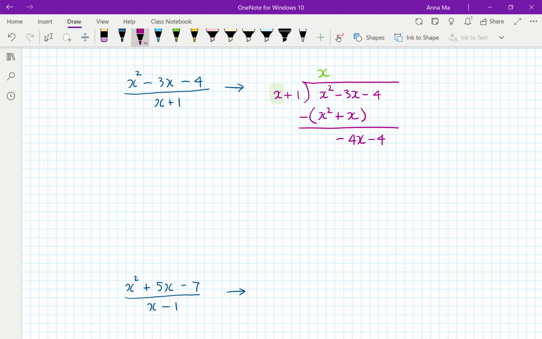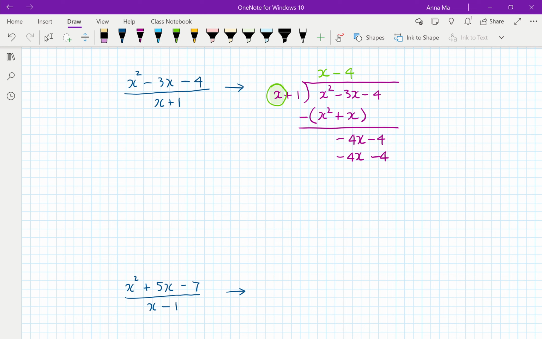And that result is now what I'm going to match for the next quotient. So now I'm thinking x times what gives me negative 4x? Well, the answer is negative 4, so I'm going to have that on the top. And again, I'm going to write down my result to see if there's any remainder. So x times negative 4, negative 4x, that should match. And then I do positive 1 times negative 4, which is negative 4.